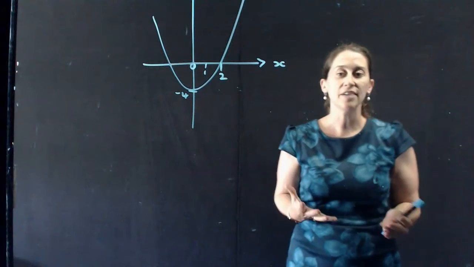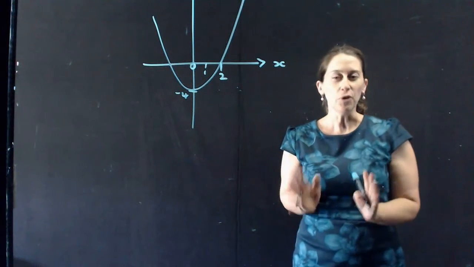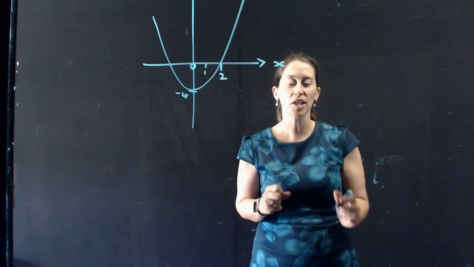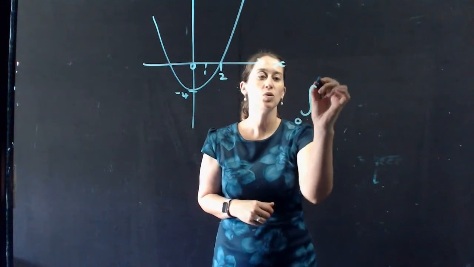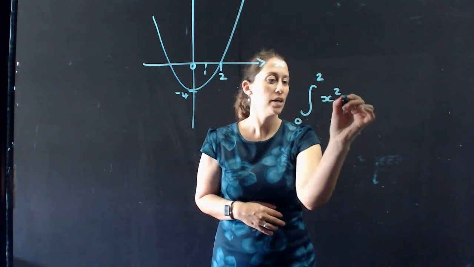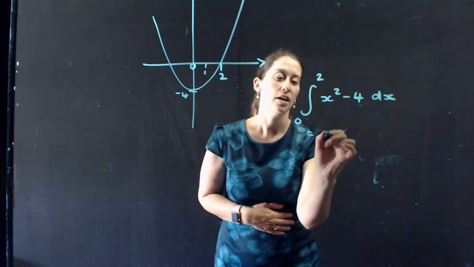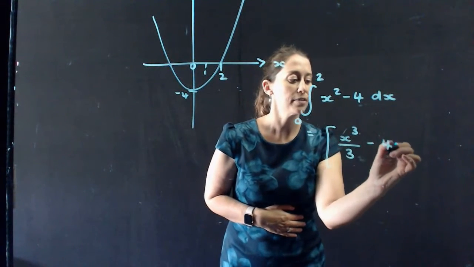In this video, we're going to calculate the area between the x-axis and the curve. Before I do that, I'm just going to take us back to some definite integrals. So I'm actually going to work out the definite integral of this function here, from 0 to 2 of x squared minus 4 with respect to x. Now when I integrate that, I get x cubed over 3 minus 4x.